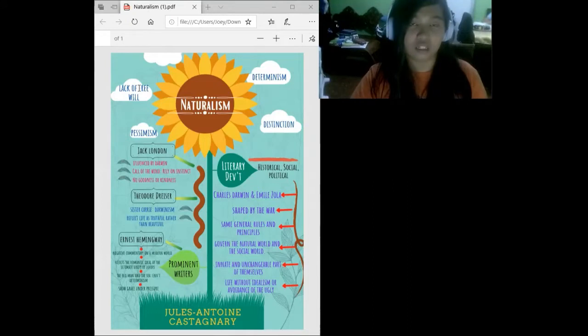So basically, in naturalism, anything that happened could be traced back to genetic or environmental causes, since humans cannot defeat the power of external forces. Naturalism gives us an honest depiction of reality rather than an idealistic and beautiful life.